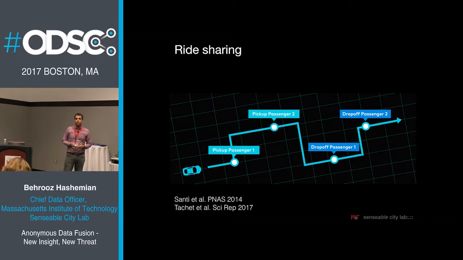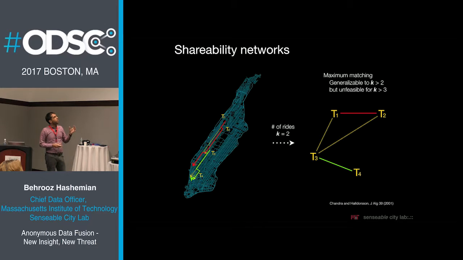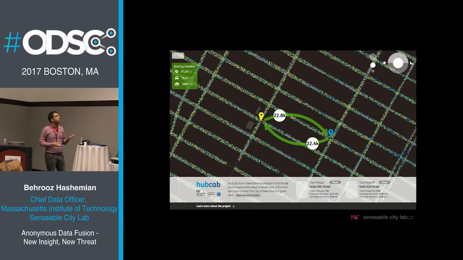This is a project in our lab about ride sharing, how we can share a taxi ride between different passengers. That was the initiation for Uber Pool and other products. So this is about how we can build networks based on the data that we have and examine the shareability of networks. Here's an example, again purely based on publicly available taxi data.